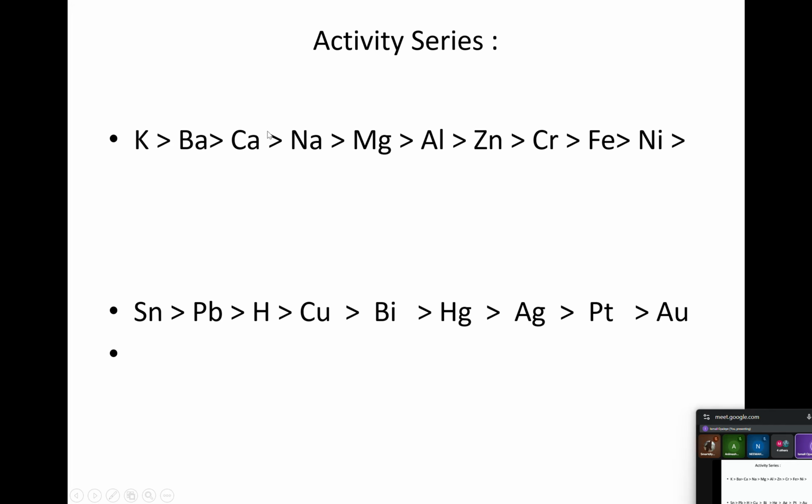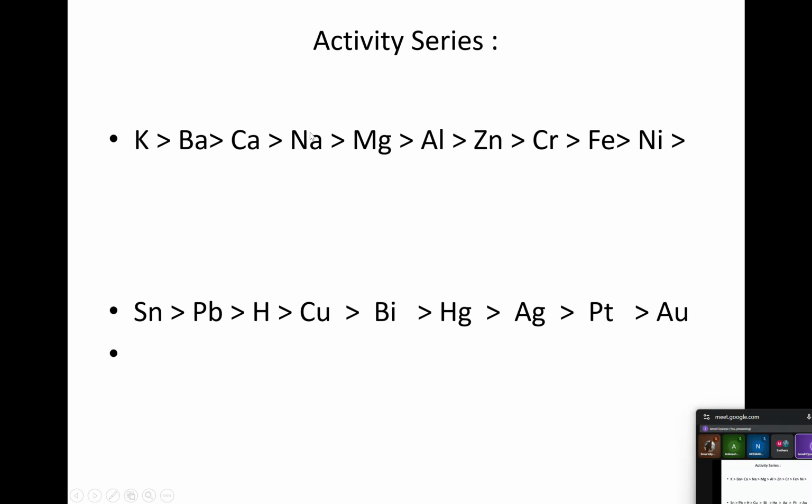So potassium is greater than barium, greater than calcium, greater than sodium, greater than magnesium, greater than aluminium, greater than zinc, greater than chromium, greater than iron, greater than nickel. Also greater than tin, greater than lead, greater than hydrogen. So you have hydrogen here, greater than copper, greater than bismuth, greater than mercury, greater than silver, greater than platinum, and then greater than gold. So you have gold least electropositive, and you have potassium most electropositive in the electrochemical series.